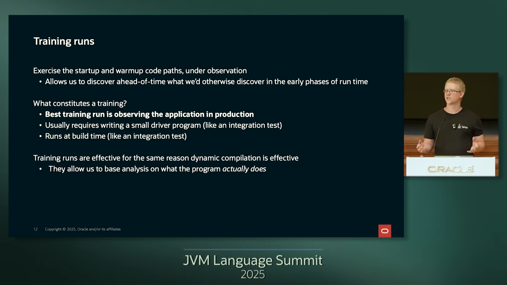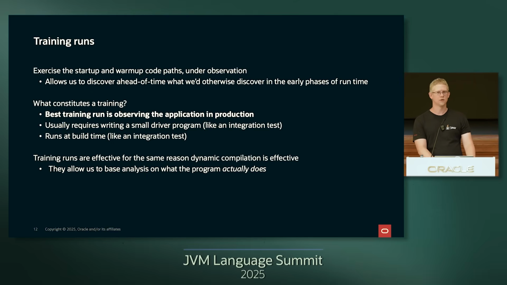Now, that may not always be possible. Depends on your deployment, depends on your environment. So the next best thing is something that exercises those warm-up and startup paths during your build pipeline or in some other way for you. Integration tests that are carefully crafted would be a good sort of candidate for this. And the key thing here is that training runs are effective, almost unreasonably effective, because they give us the same input and the same information that our JIT compiler would use. It gives us the observation of what is actually happening.